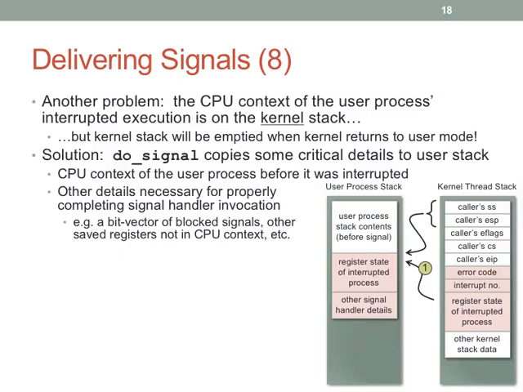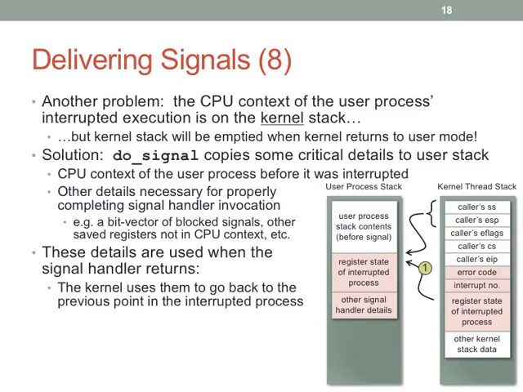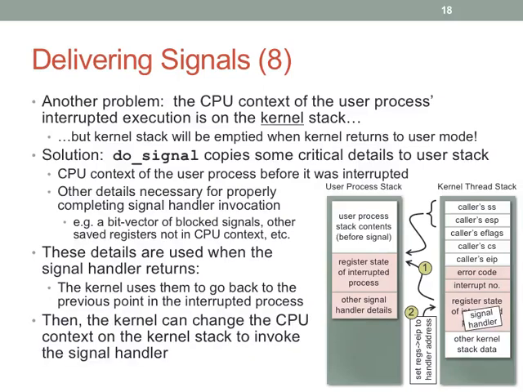Okay, so like I said here, the CPU context of the process before it was interrupted by the signal will go there, and other details for dealing with signal handler invocation. You'll see some of those details as we go through this. So these are used when we go back from the signal handler to where the process was interrupted. Now the kernel is able to set EIP or RIP to the address of the signal handler. Everybody see that? So nice, straightforward, clean mechanism.